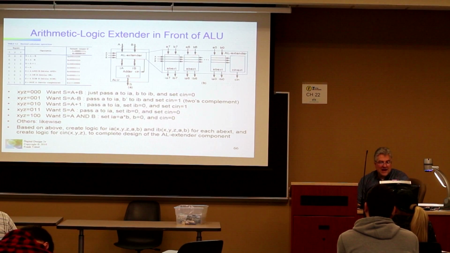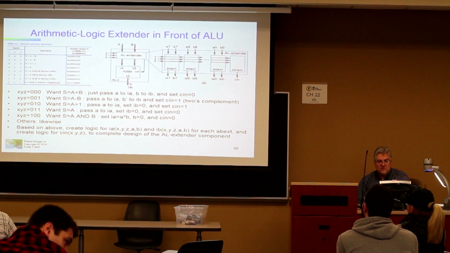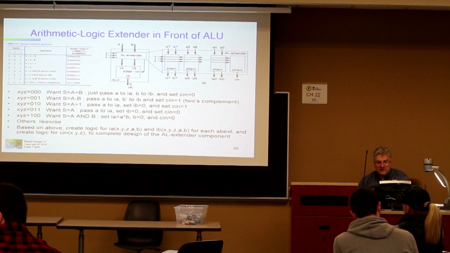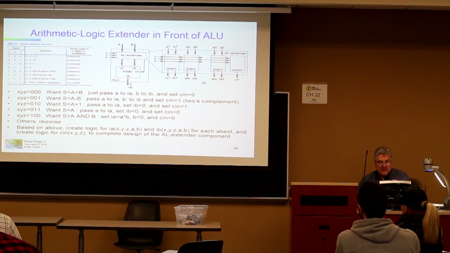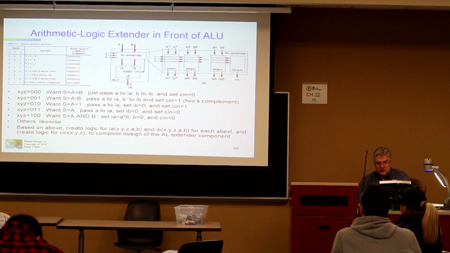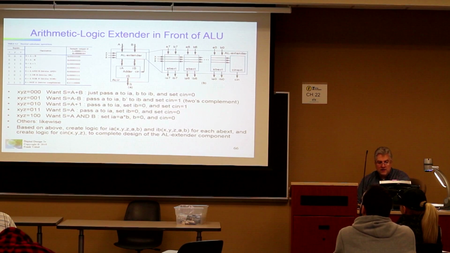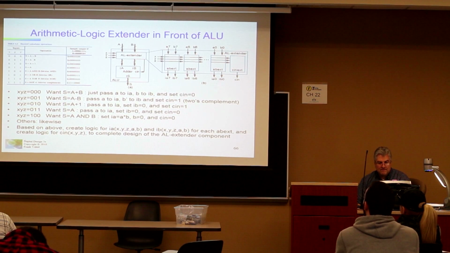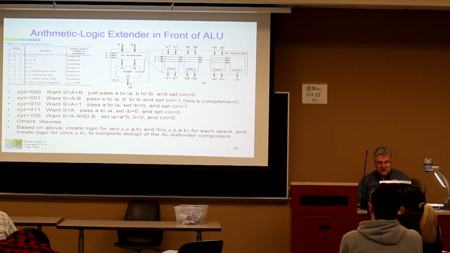So if X, Y, Z is 0, 0, 0, we just want to pass it, right? If X, Y, Z is 0, 0, 1, we'll want to invert everything along the line. And then all these other things we might want to do some big lines. So let's take a look.